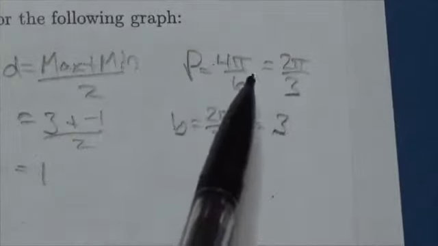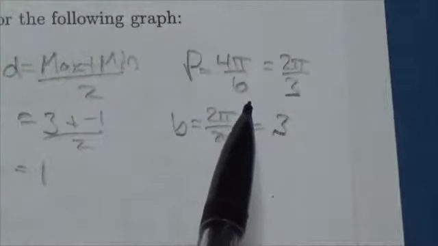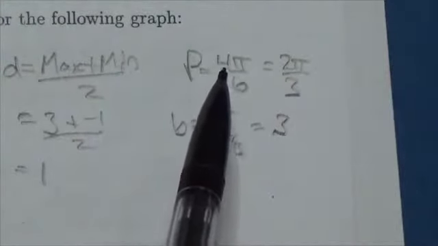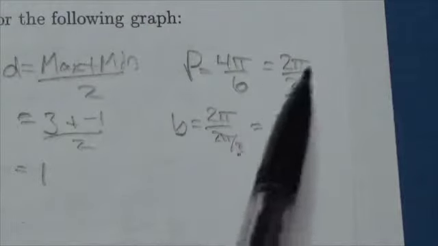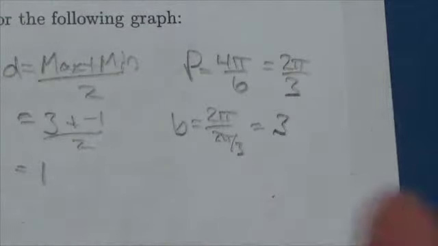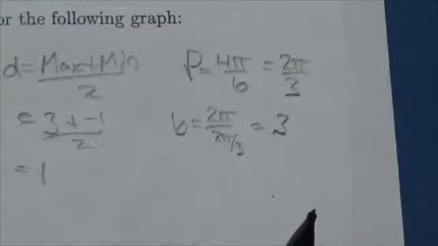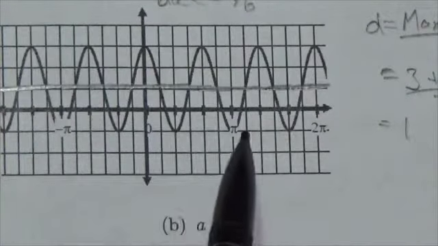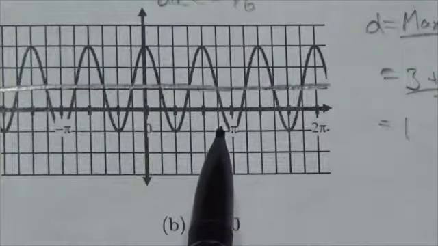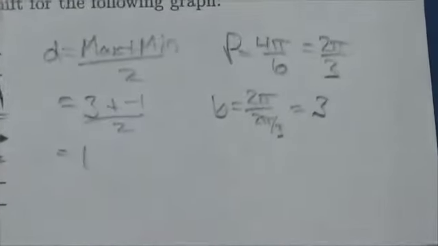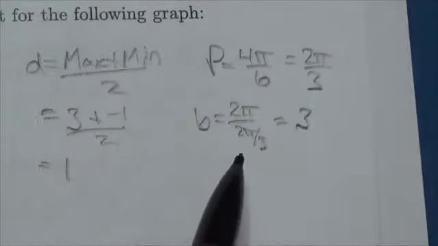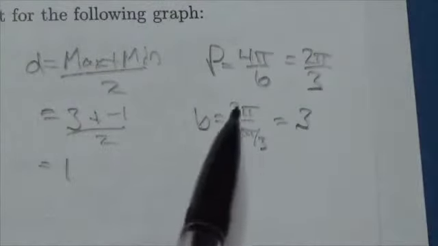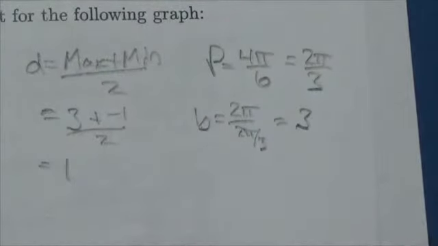And then we were able to determine that the period of this graph was 4 pi over 6, or 2 pi over 3 when you simplified it. And we really just did that by counting it out. We determined that each block along this grid here goes up by pi over 6, and then our period was 4 of those. And then when we plugged that into our formula for b, we had 2 pi divided by the period, and we got 3.